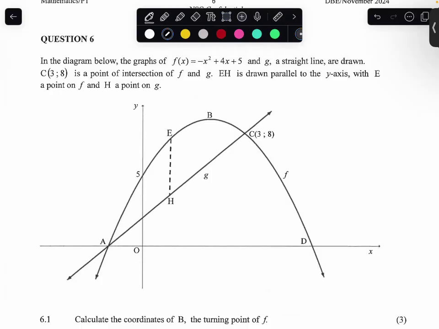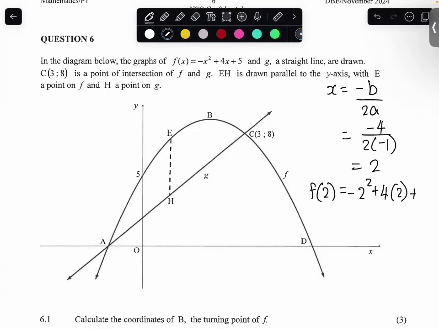So parabola, straight line. Calculate the coordinates of B, the turning point of f. To calculate the turning point here, I'm just going to go x is equal to minus b over 2a. That gives me minus 4 all over 2 into minus 1, which gives me minus 4 over minus 2, which is 2. Take that and sub it back into the original equation. So f of 2 is equal to minus 2 squared plus 4 into 2 plus 5. That then gives you an answer of 9. So B's coordinates are 2 and 9.